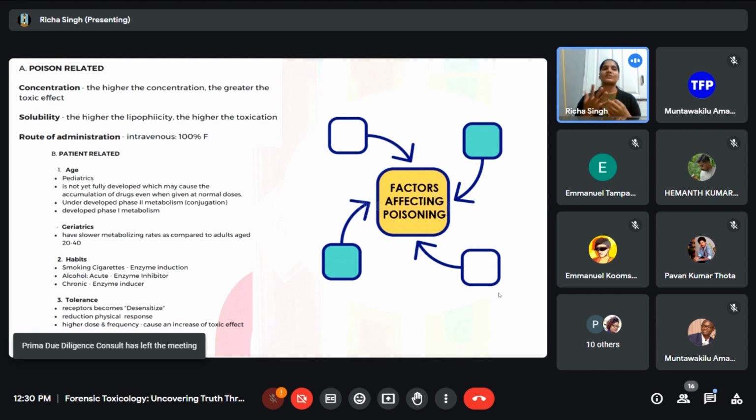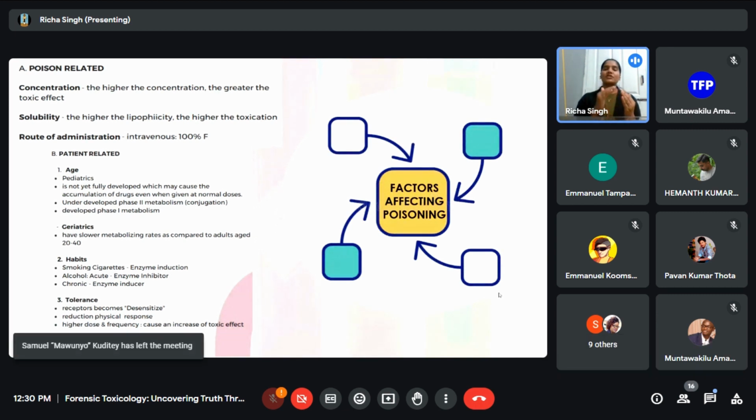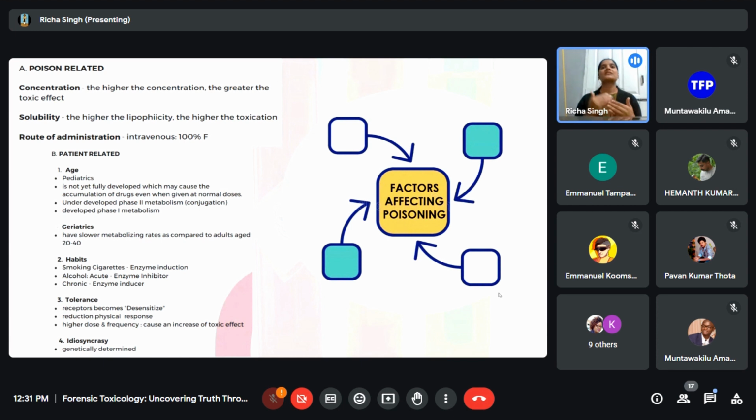So, pediatrics and geriatrics. Pediatrics are basically the children, and as they are not fully developed, if we give some drug to them in a larger dose, the drug starts getting accumulated, even in the normal dose itself, because children have phase 1 metabolism developed, but their phase 2 metabolism is not that developed. That is the reason they are not able to completely metabolize the drug or the poison given to them, and it leads to accumulation even in the normal dose.